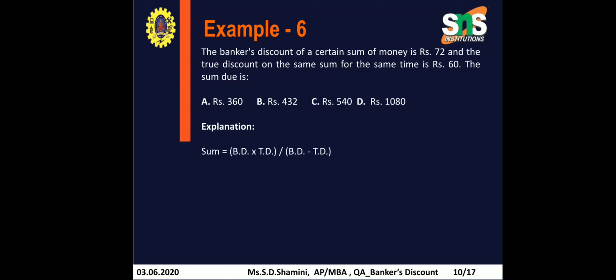So the sum is calculated using the formula banker's discount into true discount divided by banker's discount minus true discount. The banker's discount is rupees 72 and the true discount is rupees 60. So if you calculate this, you will get rupees 360 as your sum due. Okay, so the answer is option A, 360.